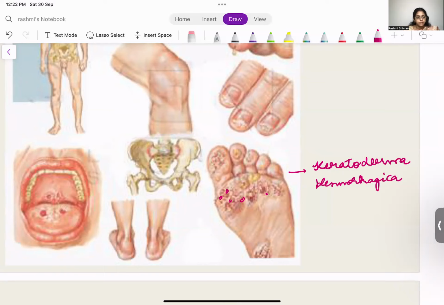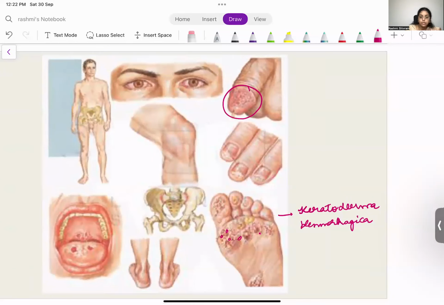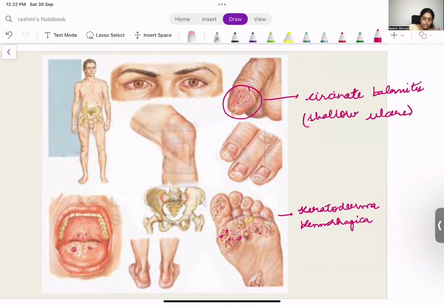The next one is mucosal involvement. The glans penis is most commonly involved, and this is called circinate balanitis. The inflammation of the glans is called balanitis. We have shallow ulcers on the glans penis.